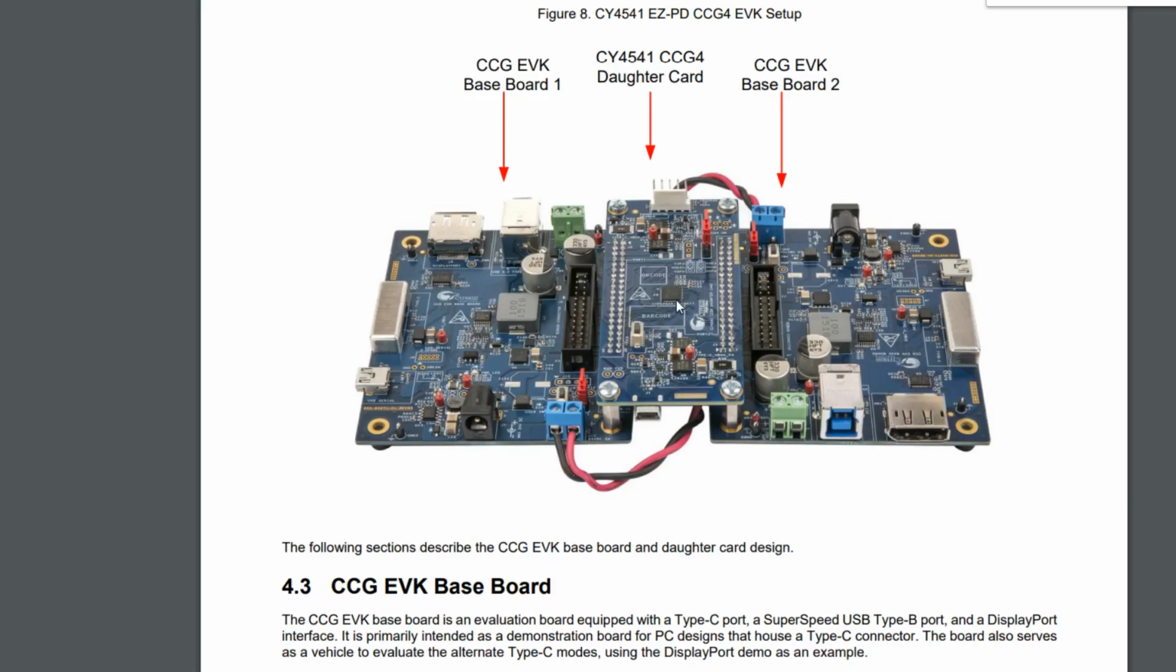Now this daughter card has a main processor. It's controlling the two USB ports on both sides, here and here. And these two base boards are exactly the same. They're exactly the same schematic, exactly the same PCB, just rotated. So this is DisplayPort, USB 3, USB-B, micro USB, the debug connector.